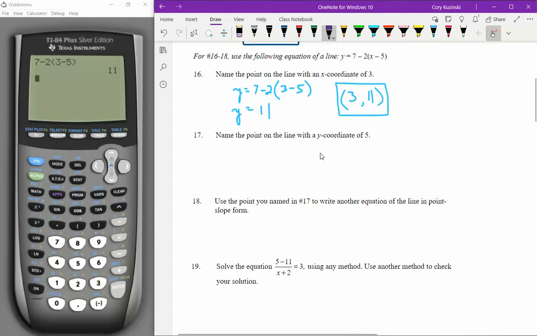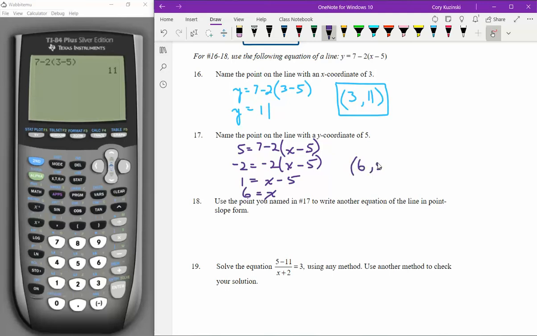Name the point on the line with a y-coordinate of 5. So now we're putting 5 in for y, not in for x. So 7 minus 2 times x minus 5. And we got to solve this equation. I'm going to start by subtracting 7 from both sides. And then I'm going to divide both sides by -2. That gives me 1 over here. And then I'm going to add 5 to both sides. And I get that x is 6. So the point would be (6, 5).